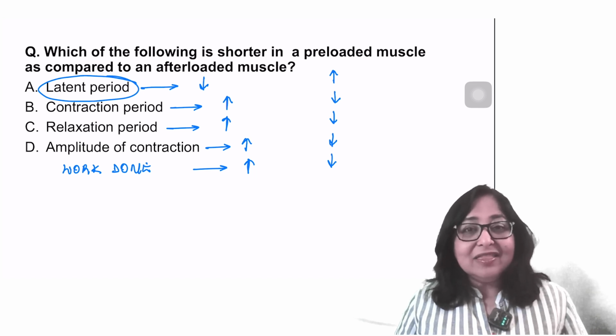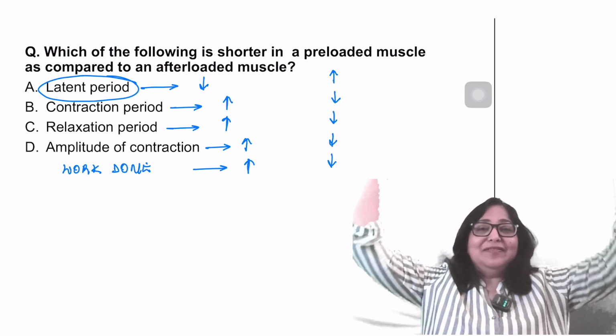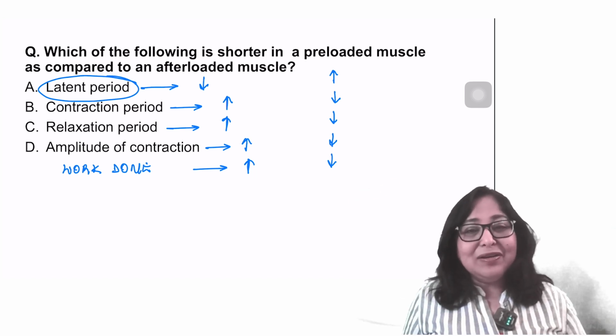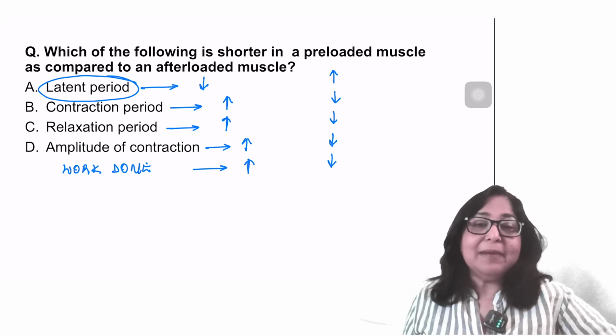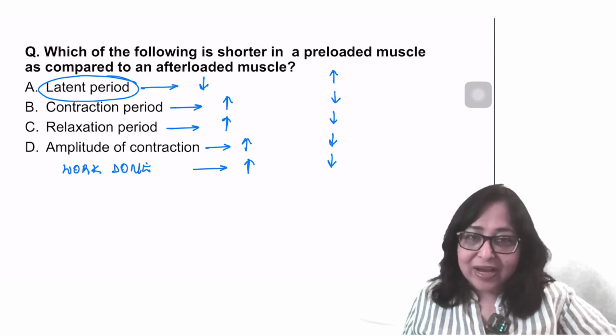They increase the length of the biceps, bringing it to a preloaded state, and then they contract and lift it above their heads. Have you understood? That just increases the efficiency and makes it a more effective muscle contraction.